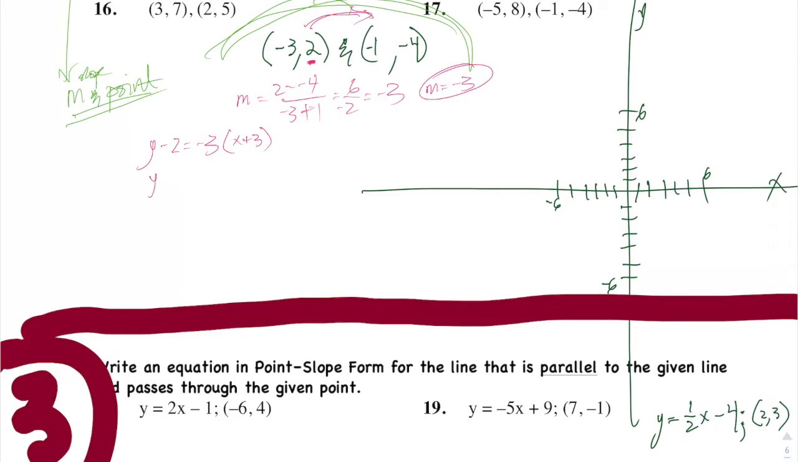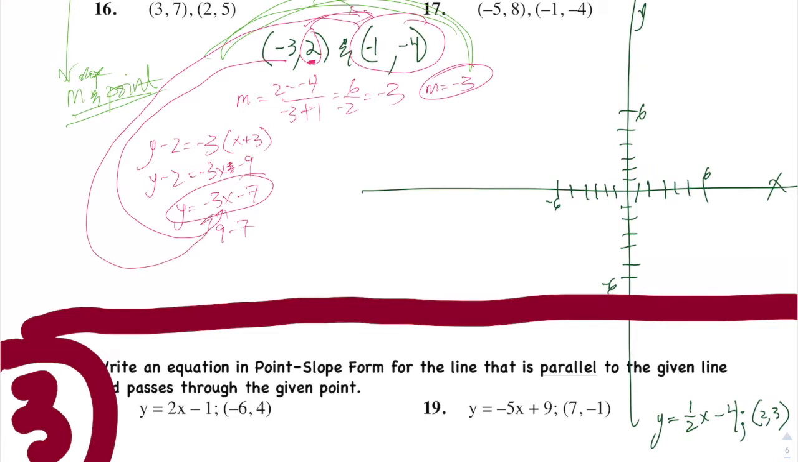I'm done. Let's simplify this, though, just to prove a point. -3x minus 9. Then we're going to add 2 to both sides, so you have y equals -3x minus 7. This is the equation of the line. How do you check that? This is the cool part. Plug in -3 for the x. That would be 9 minus 7. We get 2. We needed 2. Good. This equation that we wrote has to also satisfy this point.